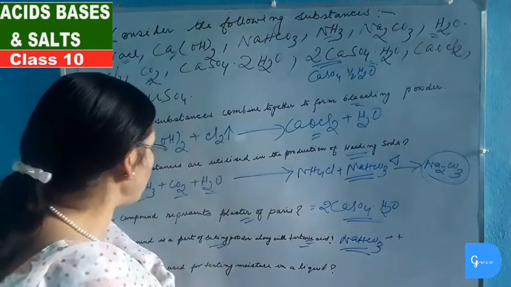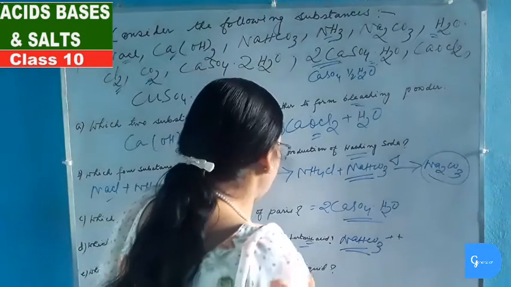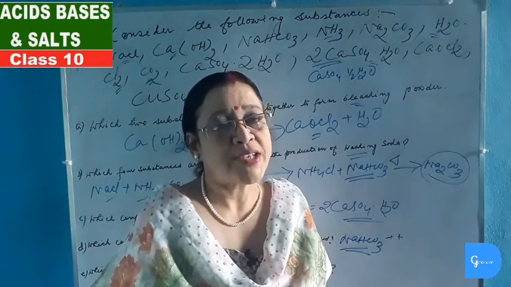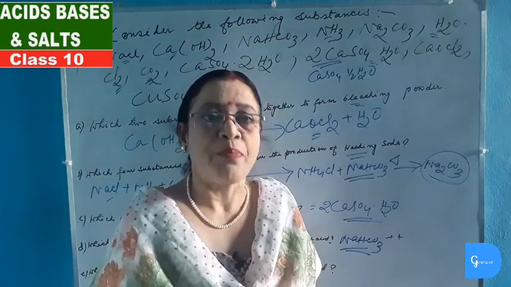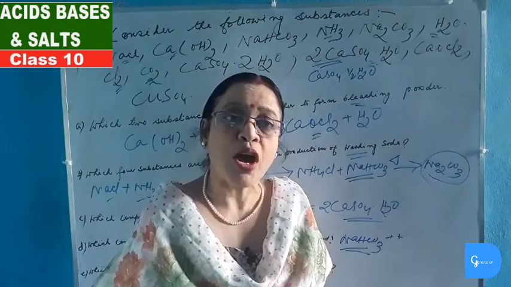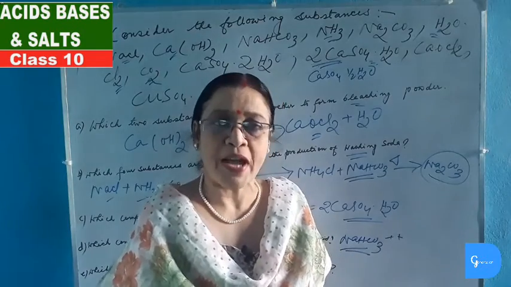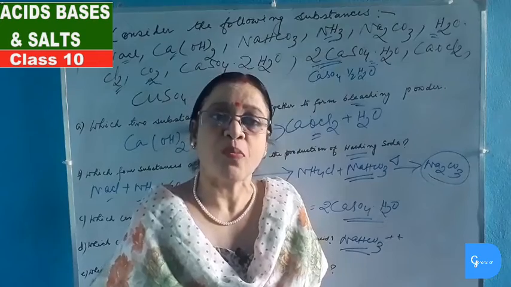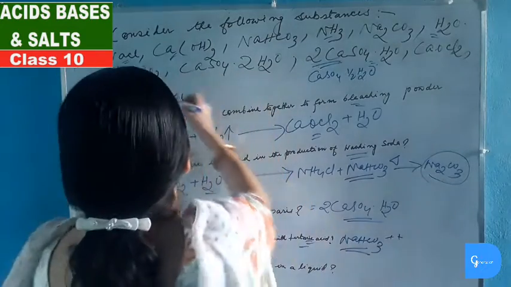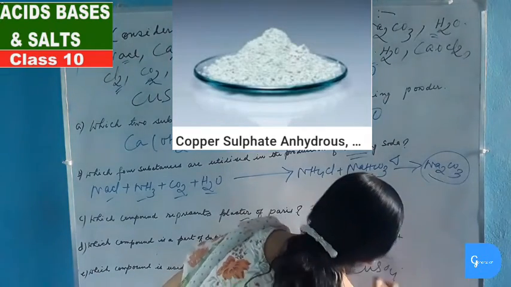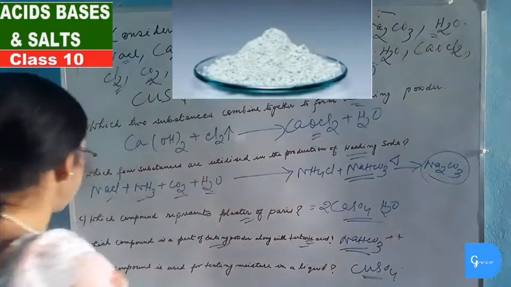Which compound is used for testing moisture in a liquid? We know that anhydrous copper sulfate is used to test the presence of moisture in a liquid because anhydrous copper sulfate has a property to restore its blue color and form copper sulfate pentahydrate. So we use anhydrous copper sulfate for detecting presence of moisture in a liquid. CuSO4 or anhydrous copper sulfate will be the answer.